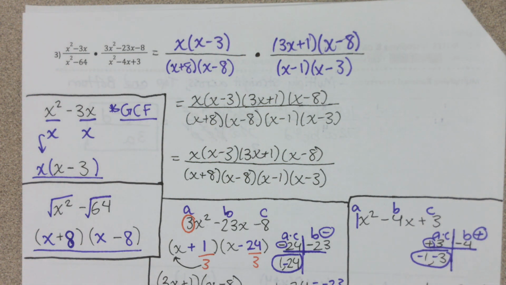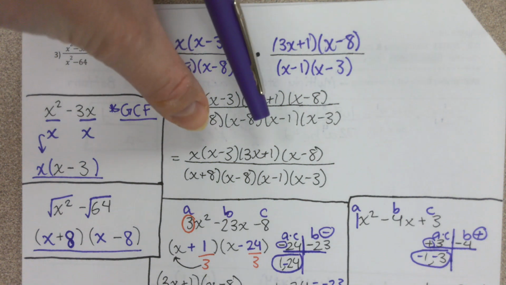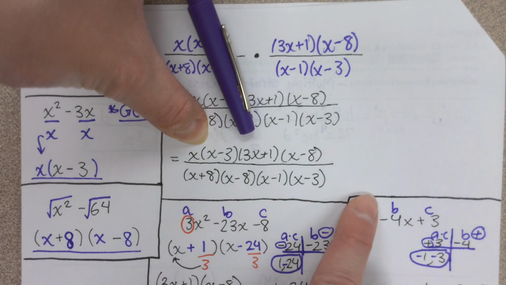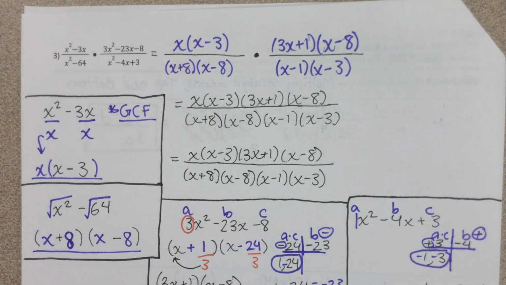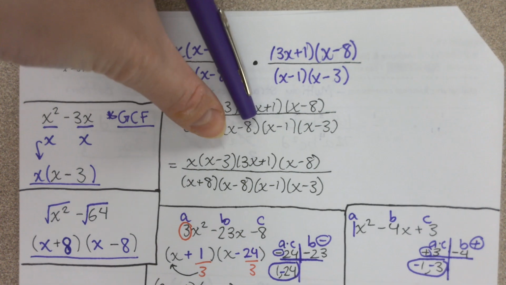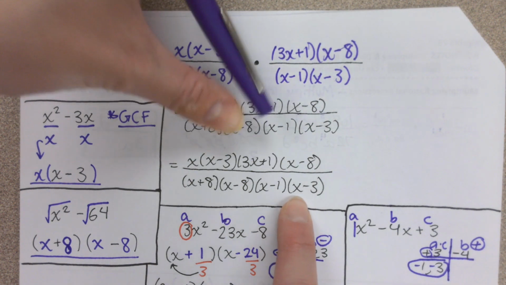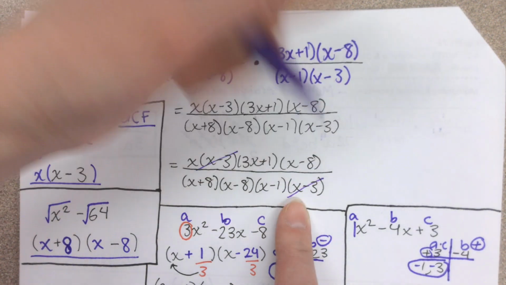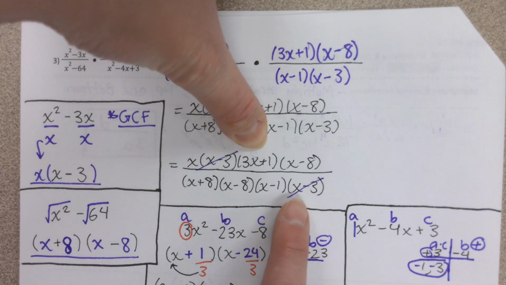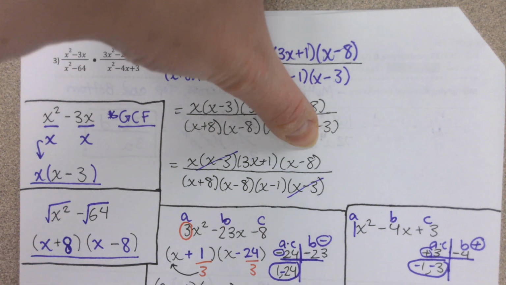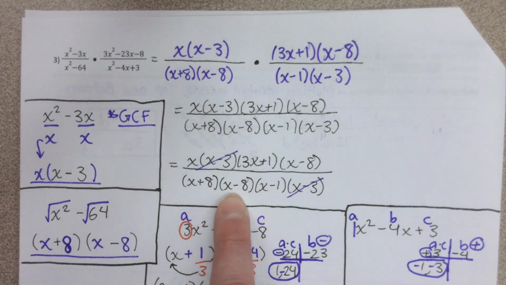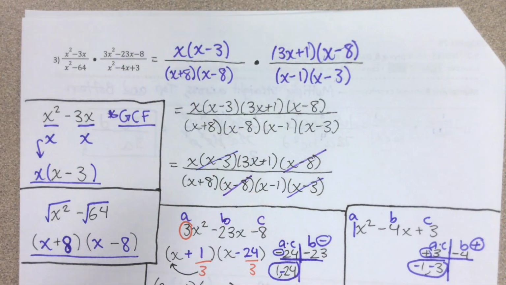Alright, so now I'm actually going to cancel things out. I'm just going to go along the top. It's the most consistent way to do it. I have an x on top, no solo x's on bottom. So I'm going to continue. X minus 3 on top, x minus 3 on bottom, those cancel. 3x plus 1 on top, none on bottom. X minus 8 on top, x minus 8 on bottom, those cancel. Whatever's left is going to create our answer.